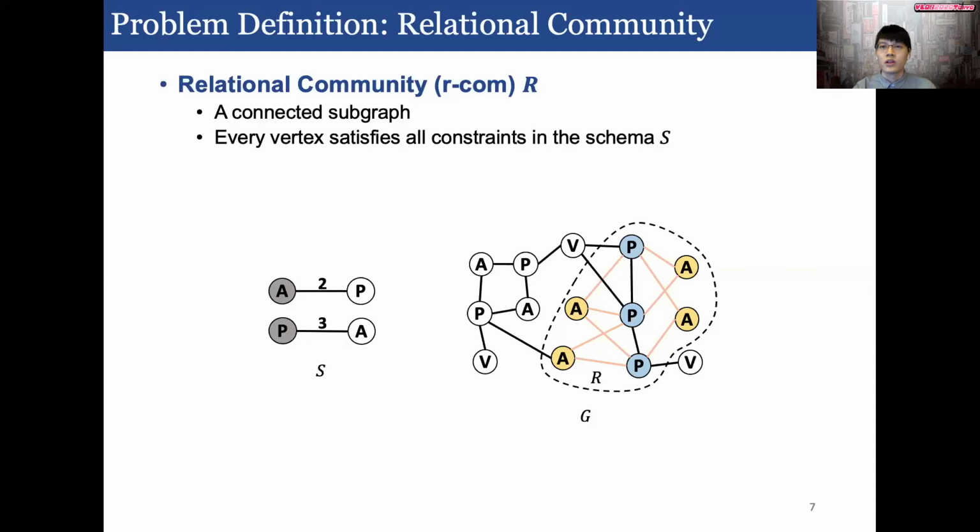Then we define a relational community R as a connected graph, where every vertex satisfies all constraints in the schema S. In this figure, R is a relational community satisfying the schema S.